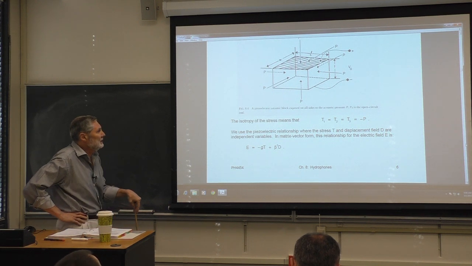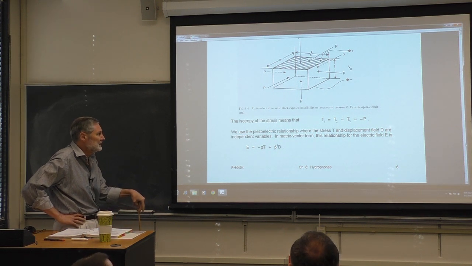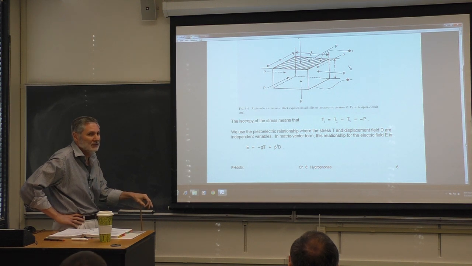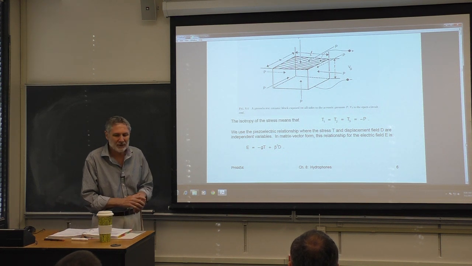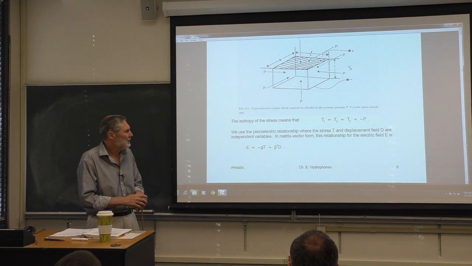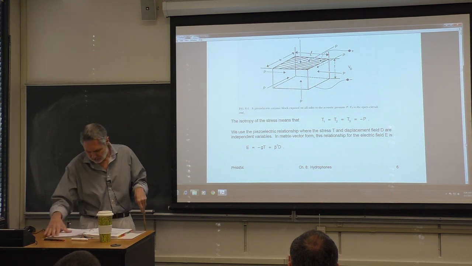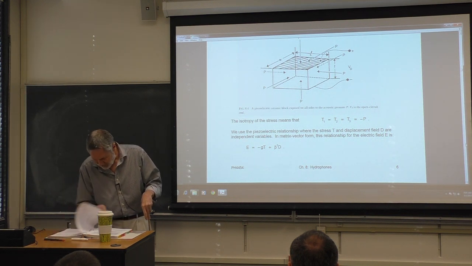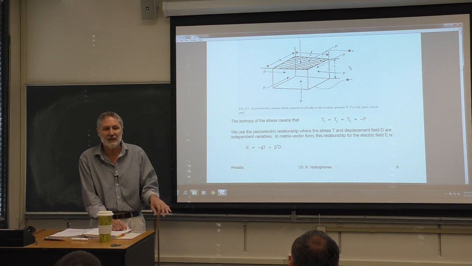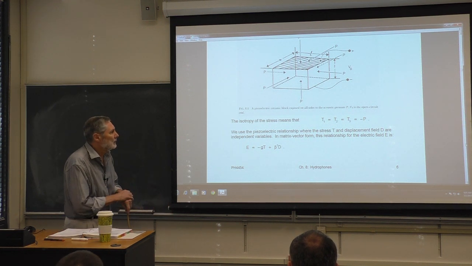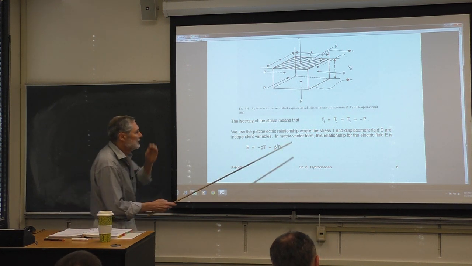So it's convenient here to use the set of piezoelectric relationships where T and D are the independent variables. Remember, there's 4 possibilities for all the variables. For a long time, we usually stuck with just T and E. All right? So we're going to do T and D now.